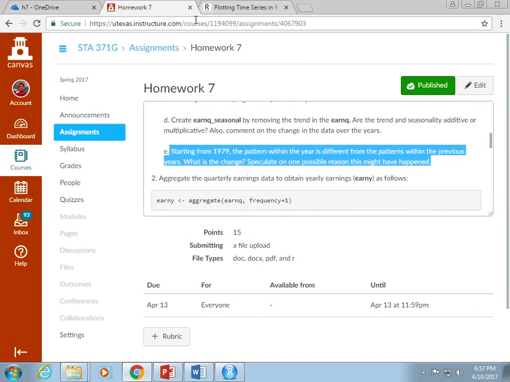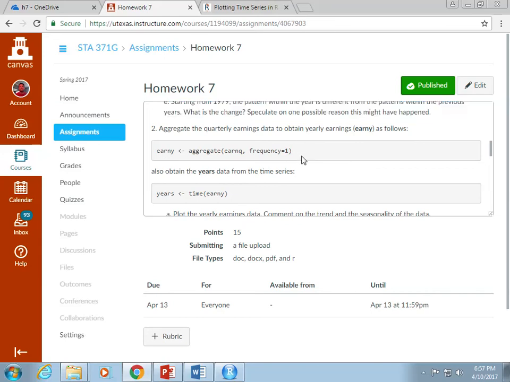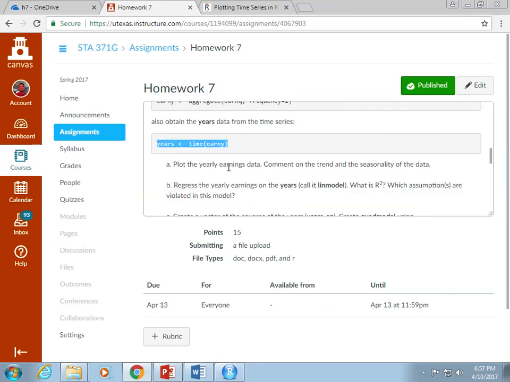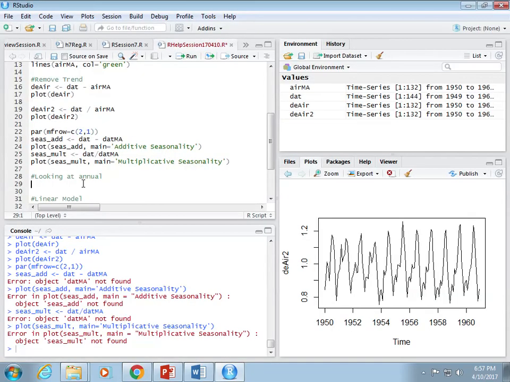The next part in the homework talks about aggregating the quarterly data to obtain yearly earnings. Essentially, it wants to move out of the seasonal world where we see the different quarters have different earnings, and into just an aggregate of seeing year by year. You can run this code. It's not really as informative on this example, so I'm going to leave it as it is, but you just run this code in the actual homework to do it.